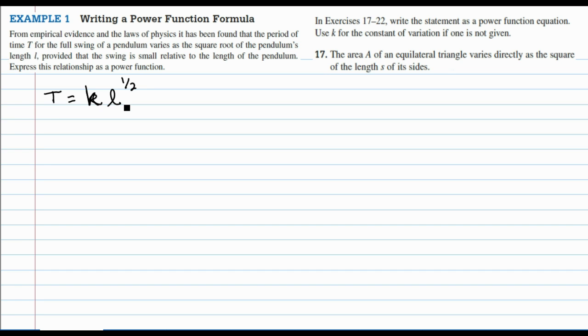The now try problem, number 17, says write the statement as a power function equation, use k for the constant of variation if 1 is not given. So the area A of an equilateral triangle varies directly. So there it tells you varies directly. So A equals k times, as the square of the length s of its sides. So s squared. And that would be it. So until I know the side squared and then the area to solve for k, I wouldn't be able to figure out what k is, and it just remains an unknown constant.